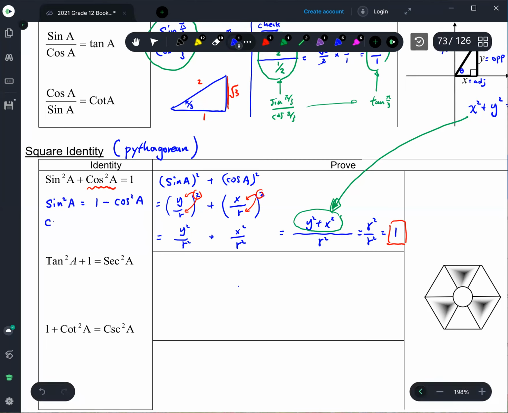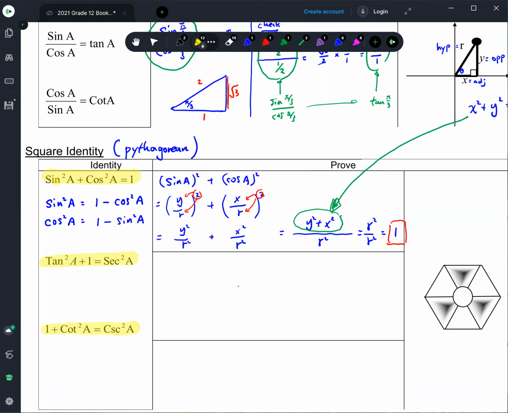Or I could move the other one. I could move the sine squared, isolate the cosine squared, then you would have 1 minus sine squared. So from one identity, you can derive the other two. These three are the main ones, the ones I highlighted. All right, so I would like you to try isolate, figure out the other two.